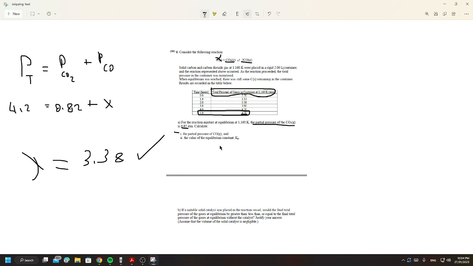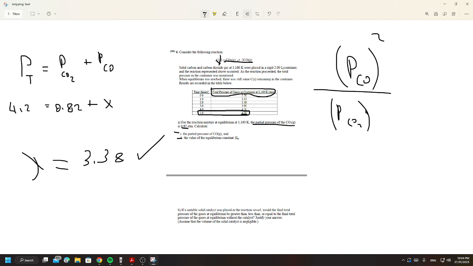Now the value of the equilibrium constant, let's have a look at the reaction here. The reaction has a solid, don't consider it. Gas and gas, we consider those. So products over reactants, so P of CO all squared over the P of CO2. Here we don't have a coefficient, so it's nothing. That equals Kp. Now, what's the P of CO2? P of CO2 is 0.82. No, sorry, P of CO.